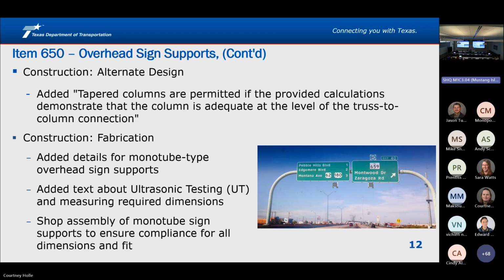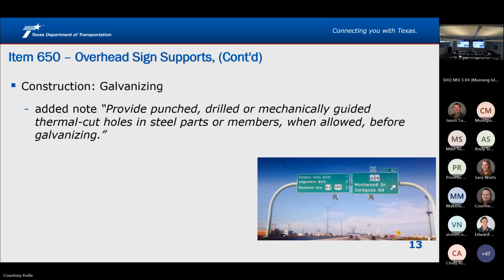And then in the fabrication section, added details for monotube type overhead sign supports, added text about ultrasonic testing and measuring required dimensions. And then there's a note, shop assembly of monotube sign supports to ensure compliance for all dimensions and fit. Also added. And then that same galvanizing note, provide punched holes before galvanizing.